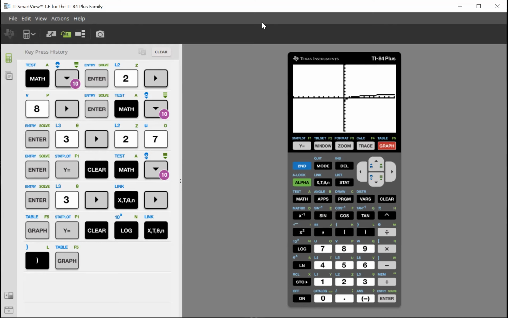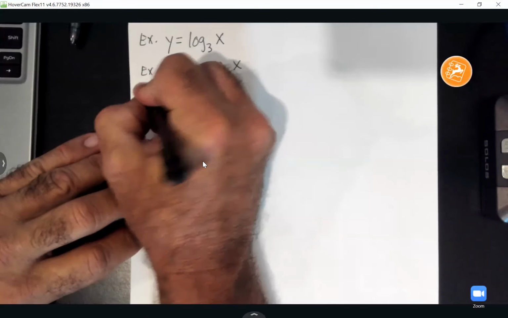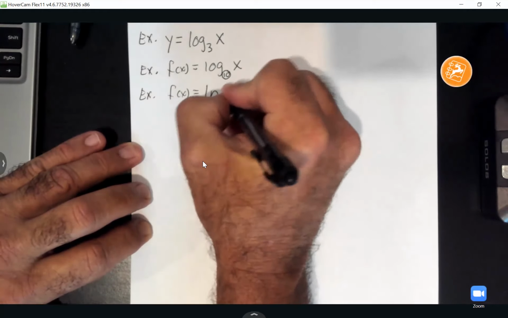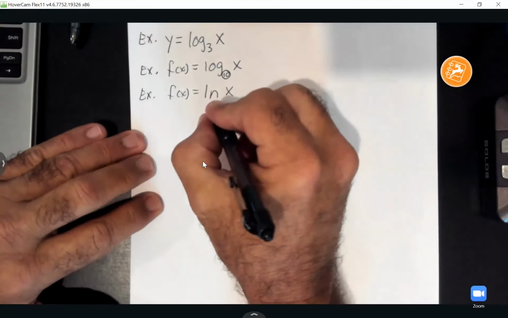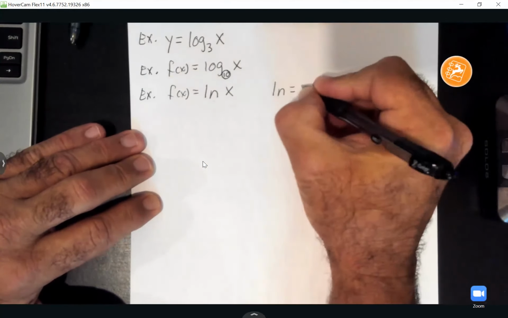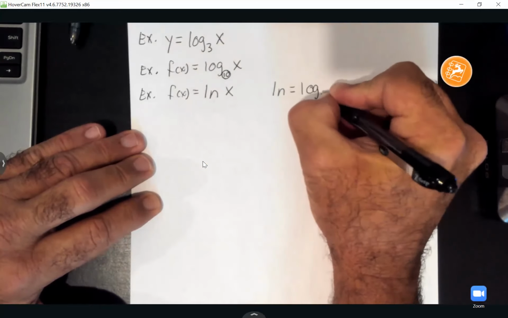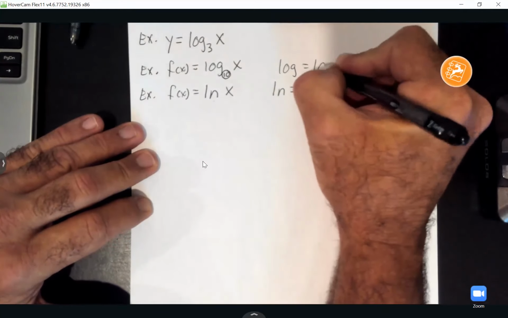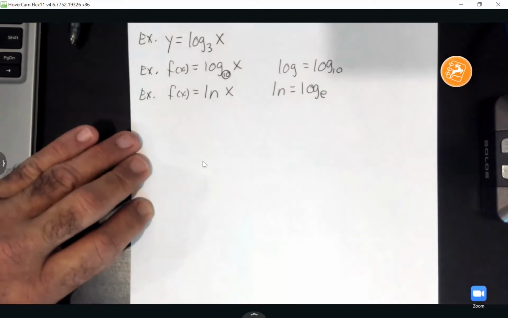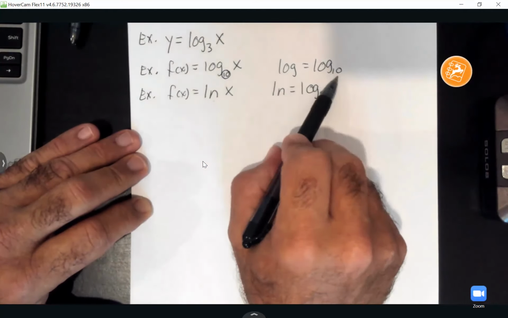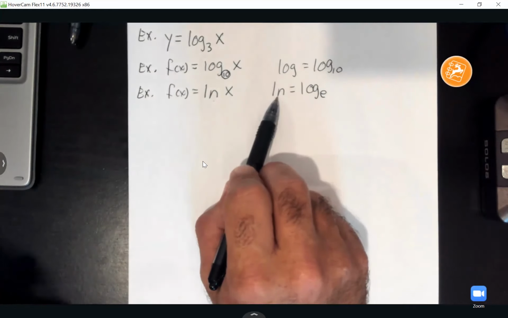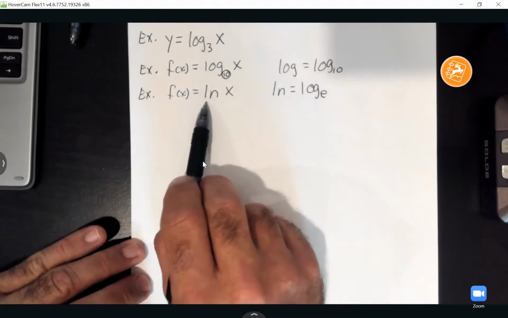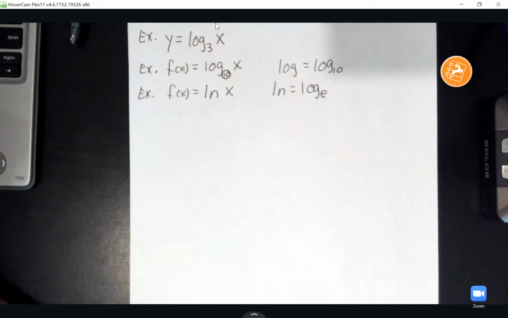Now, the third one they wanted us to graph, f of x equals the ln of x. So y'all, the ln is a log base e. And remember, the log up here is a log base 10. So if it's just a log, it's base 10. If it's an ln, we call that the natural log. And it's a log with that little base e on it, okay? But y'all, we have an ln button on the calculator, so we can graph this with it.